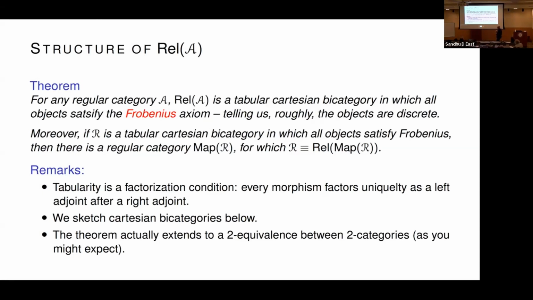And the Frobenius axiom says, roughly speaking, that the objects in your category are discrete objects. They don't have their own underlying order. The Cartesian bicategory, I'll show you in a moment what that talks about. So this is kind of just reviewing the classical stuff that we know, right? Every regular category comes with this rel category, and the rel category has all the features that I've listed there.